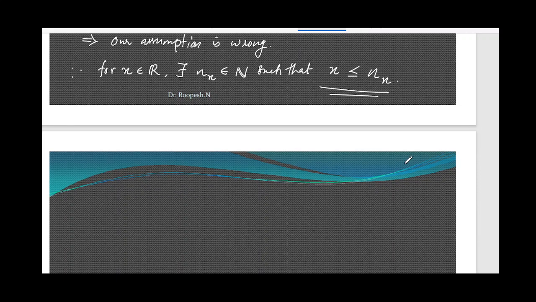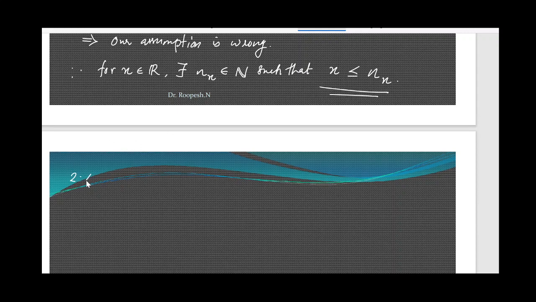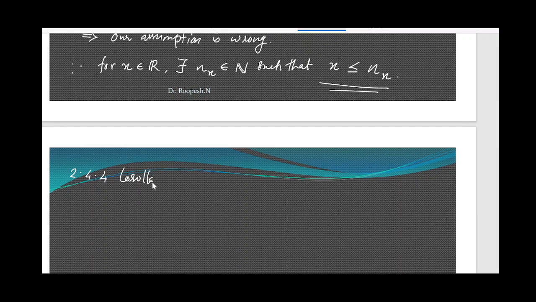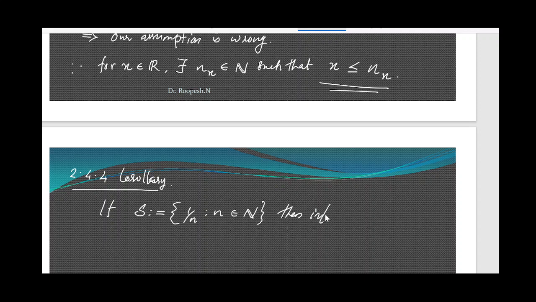Next, we will have three corollaries of this theorem. Corollary 2.4.4. If S equals the set of all 1 by n such that n belongs to N, then infimum of S equals 0.